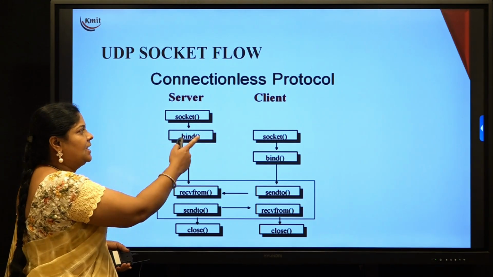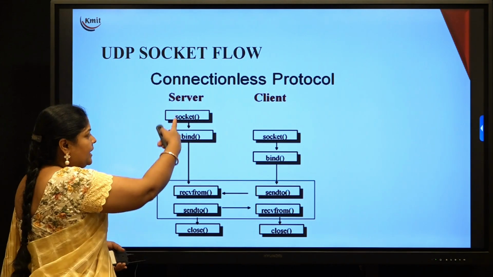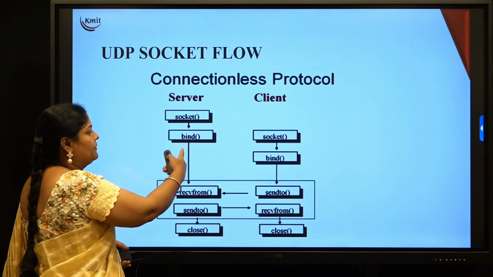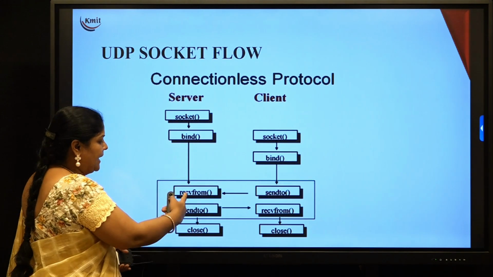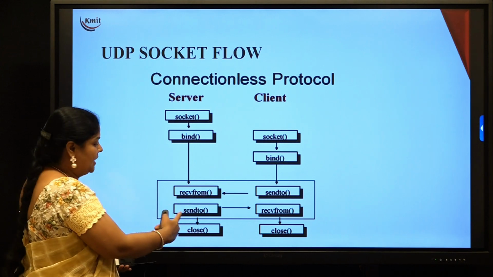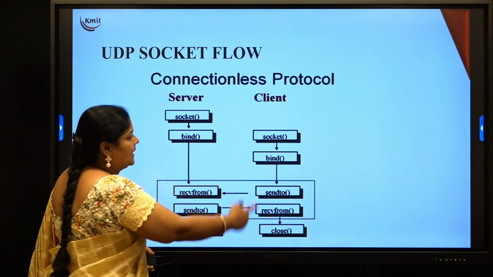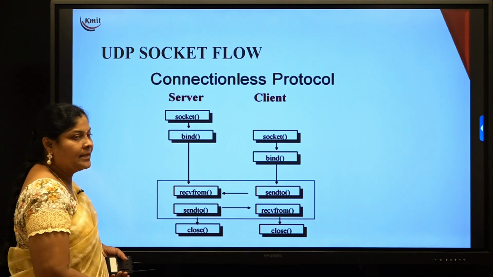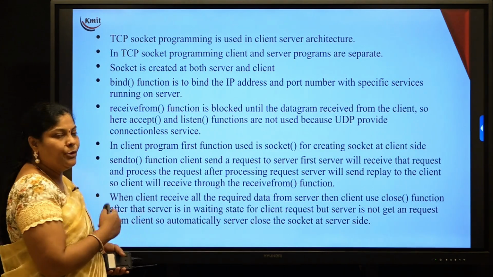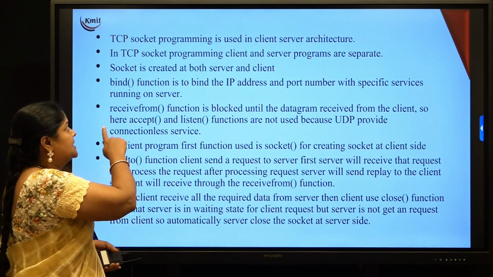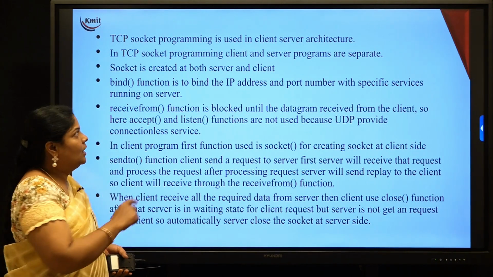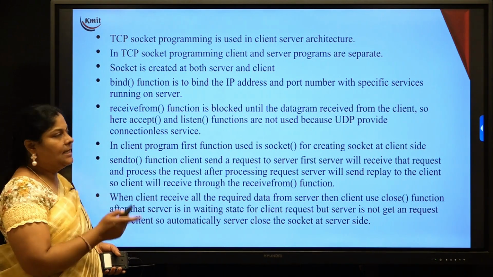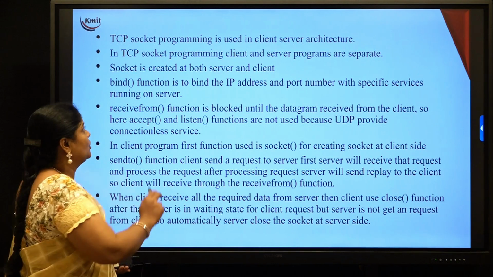UDP is a connectionless protocol. Here also you have two sides, server and client. The server consists of methods like socket, bind, but here you have receive from, send to, and then close. At the client side you have methods like socket, bind, send to, receive from, and then close. So how will the UDP socket flow happen? Same as TCP socket programming, it uses client-server architecture, and client and server are separate programs that should be written.